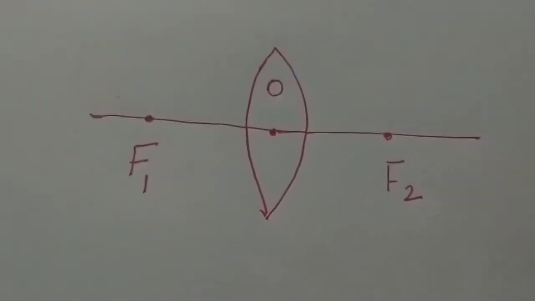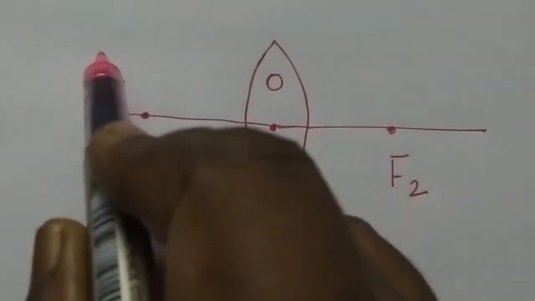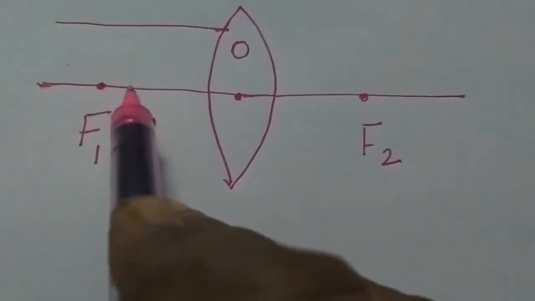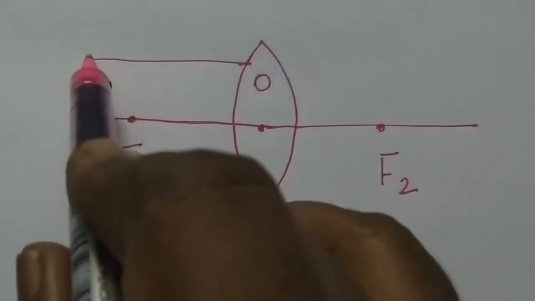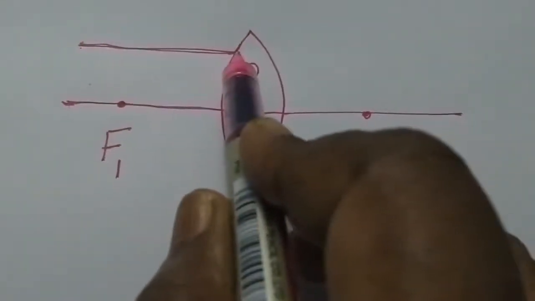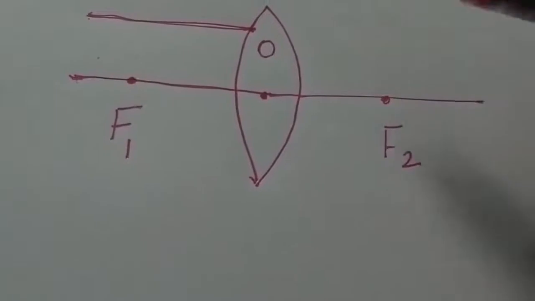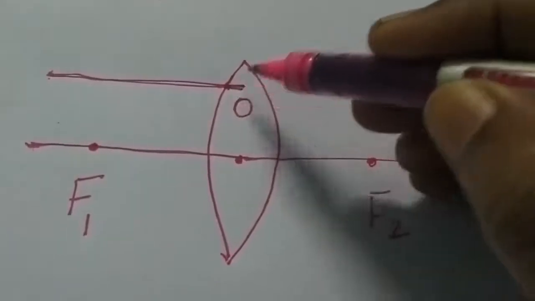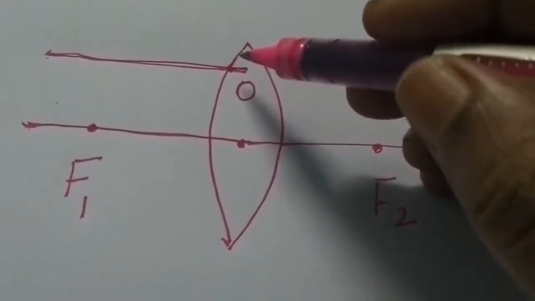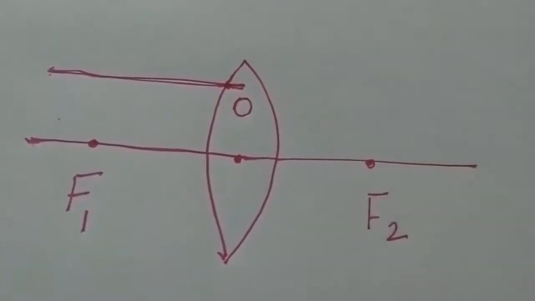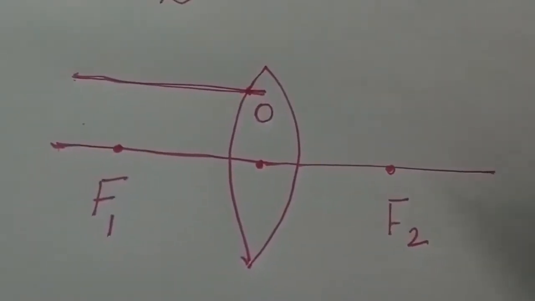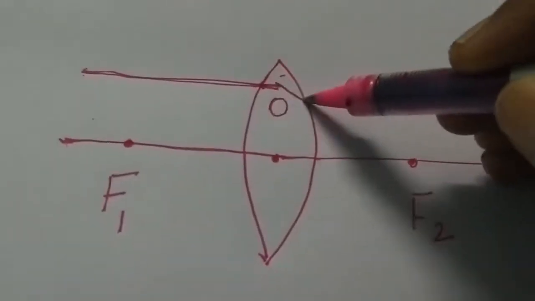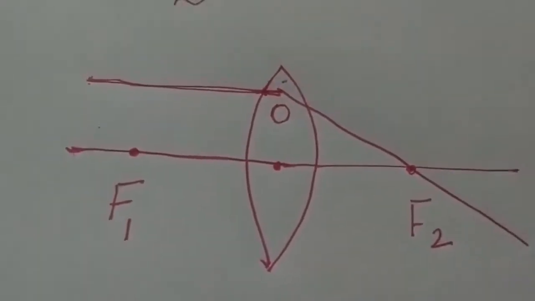Rule 2. When a ray is parallel to the principal axis, so this is the principal axis line, and it strikes a convex lens, the refracted ray converges at the principal focus.